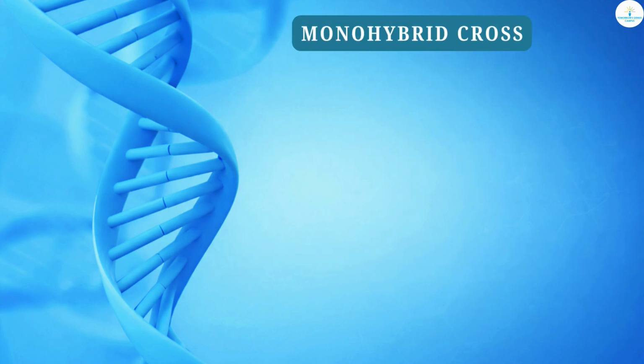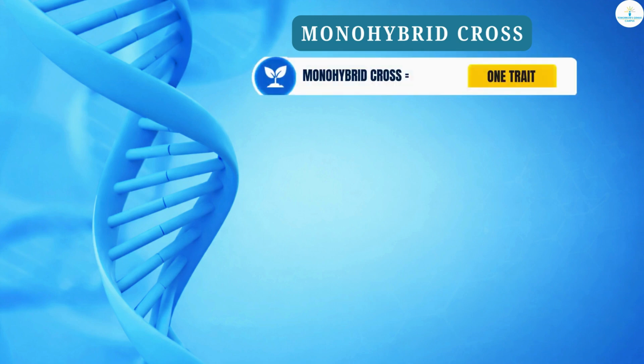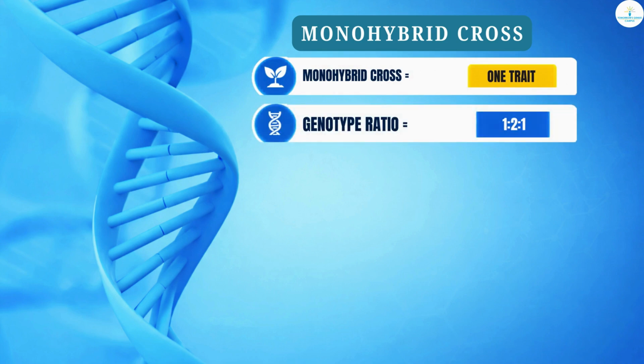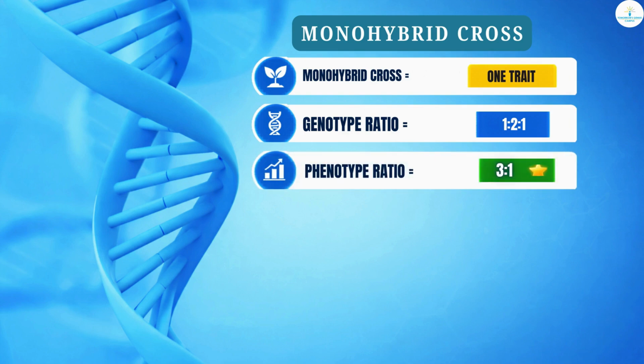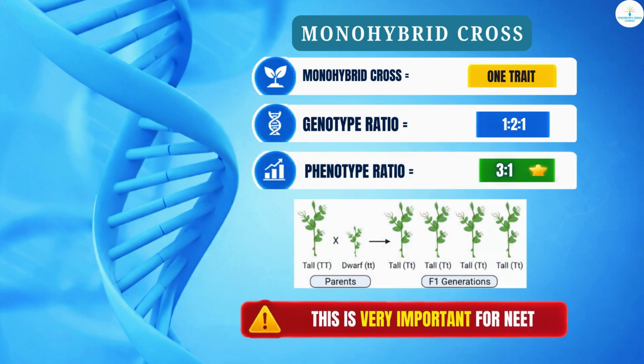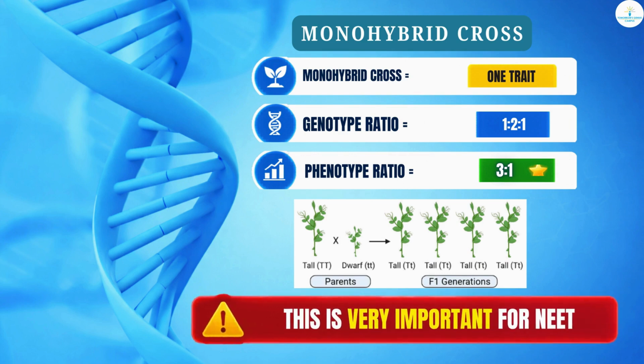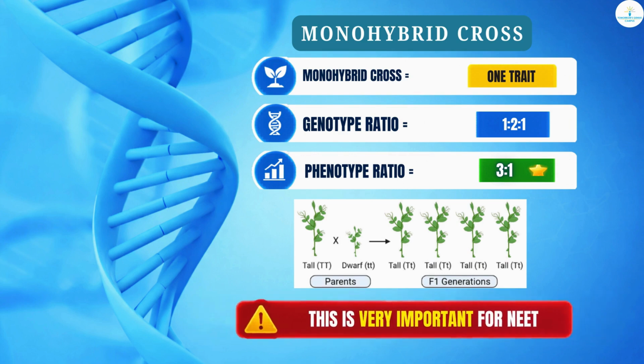Let's know about monohybrid cross. A monohybrid cross involves only one trait, like plant height. In this type of cross, the genotypic ratio is 1:2:1, while the phenotypic ratio is 3:1. These ratios are extremely important and are frequently asked in NEET, so make sure you remember them clearly.